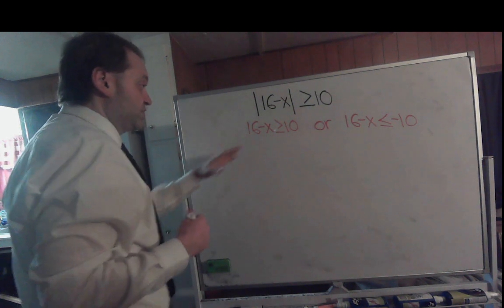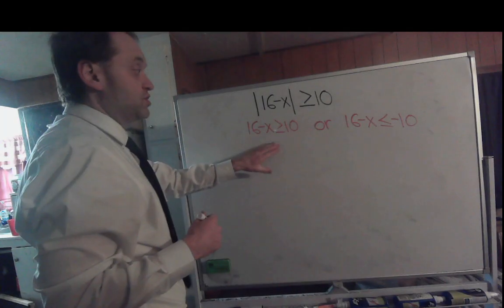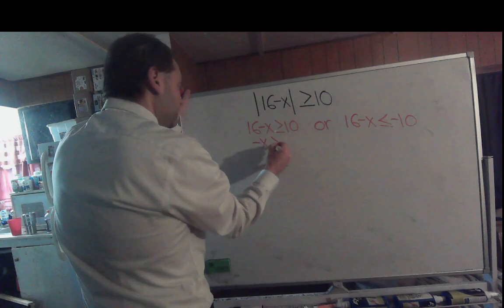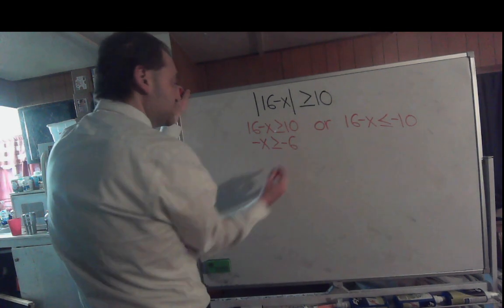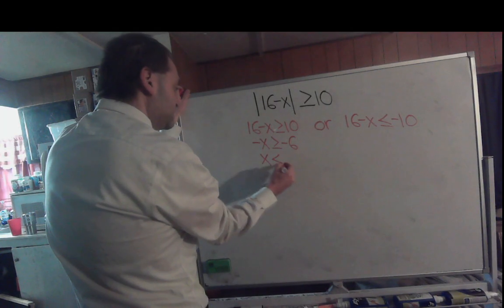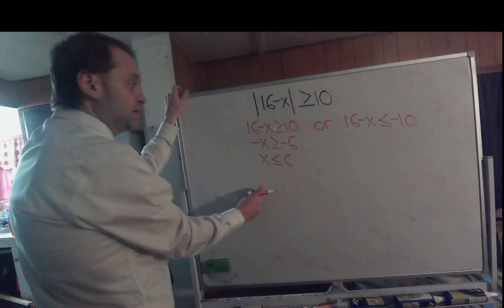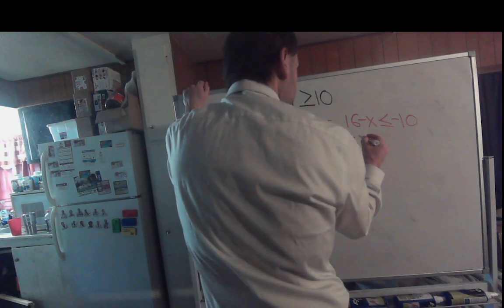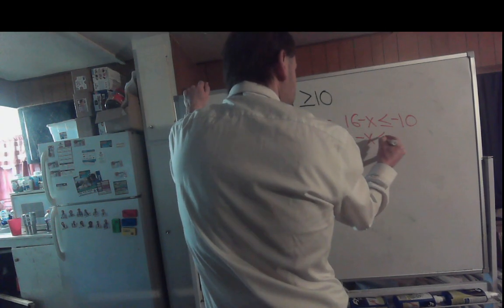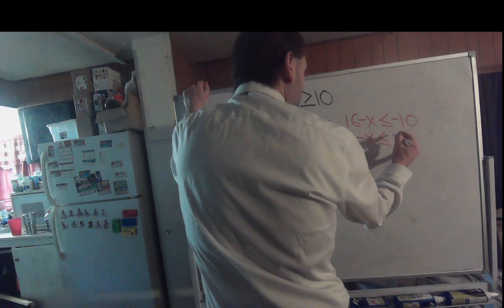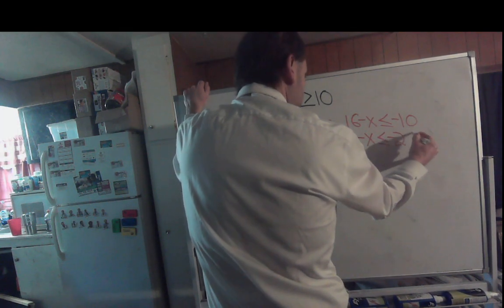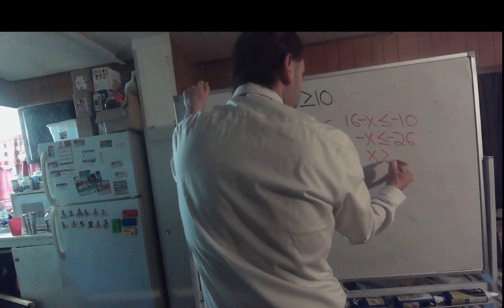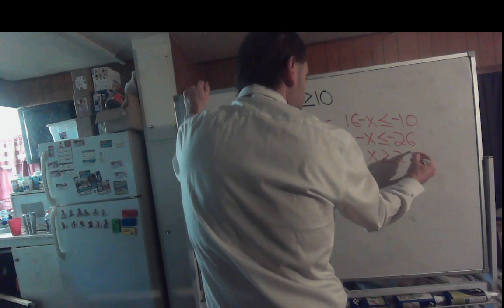Now solve each of these for x. So 16 minus x is greater than or equal to 10. Well, you would get that negative x is greater than or equal to negative 6, which would give you that x is less than or equal to 6. And then solve for 16 minus x is less than or equal to negative 10. You would get that negative x is less than or equal to negative 26, which would end up giving you that x is greater than or equal to 26.